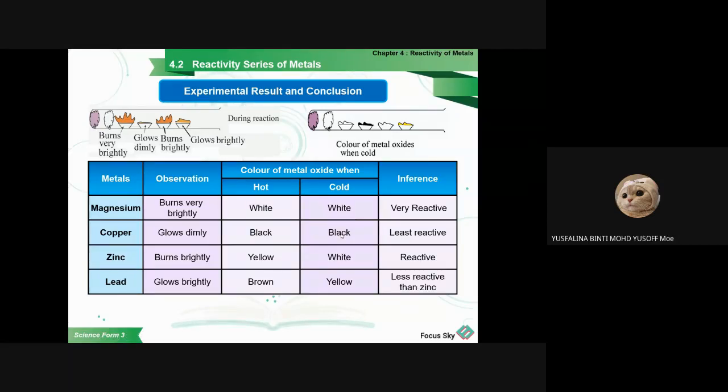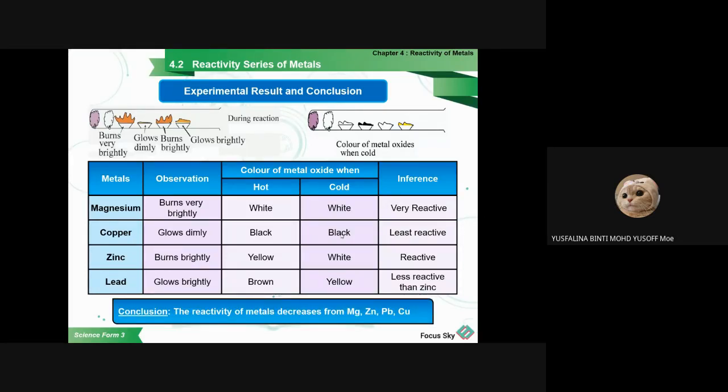So from that we can make the reactivity series of metals. The reactivity of metals decreases from magnesium, zinc, lead, and copper. The most reactive one is magnesium, and the least reactive one is copper.